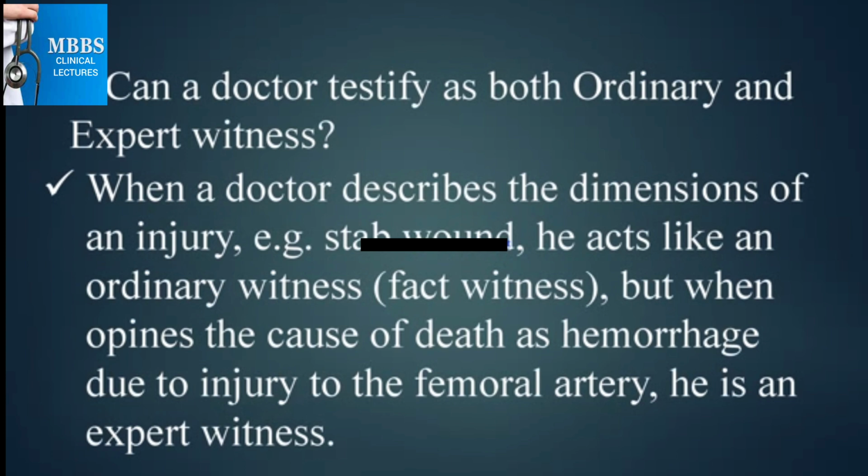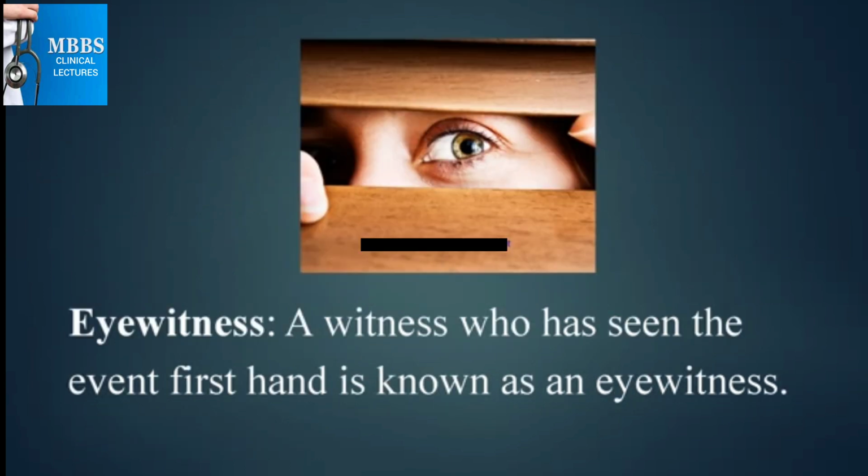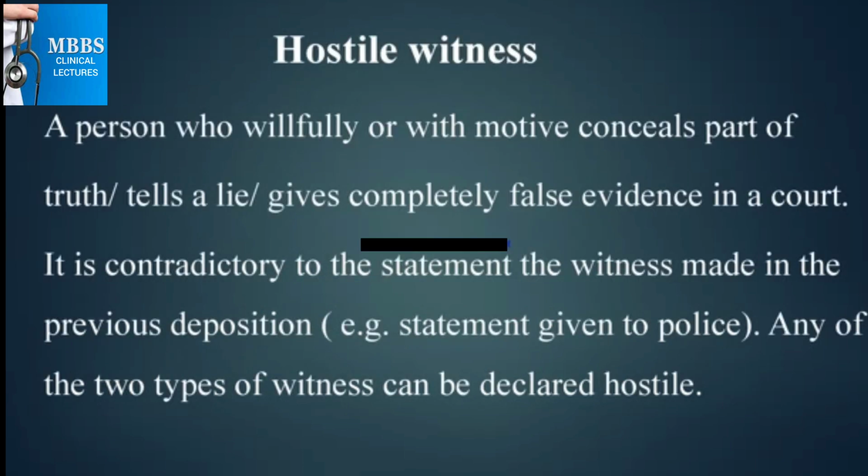So when he is describing the dimensions of an injury, that is the injury of a wound, of a stab, the dimensions of a stab wound are 3 by 5 centimeters. This is knowledge that he has seen, a fact that he has witnessed. But when he opines or draws conclusions from his skills regarding the cause of death, he is acting as an expert witness. There is another type of witness, which is the eyewitness. A witness who has seen the event firsthand is known as an eyewitness.